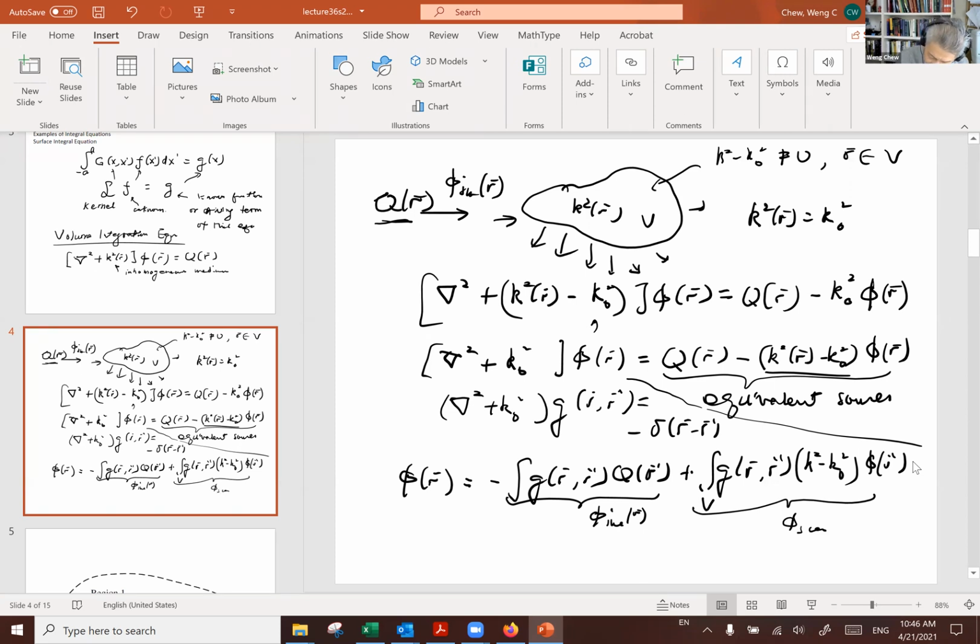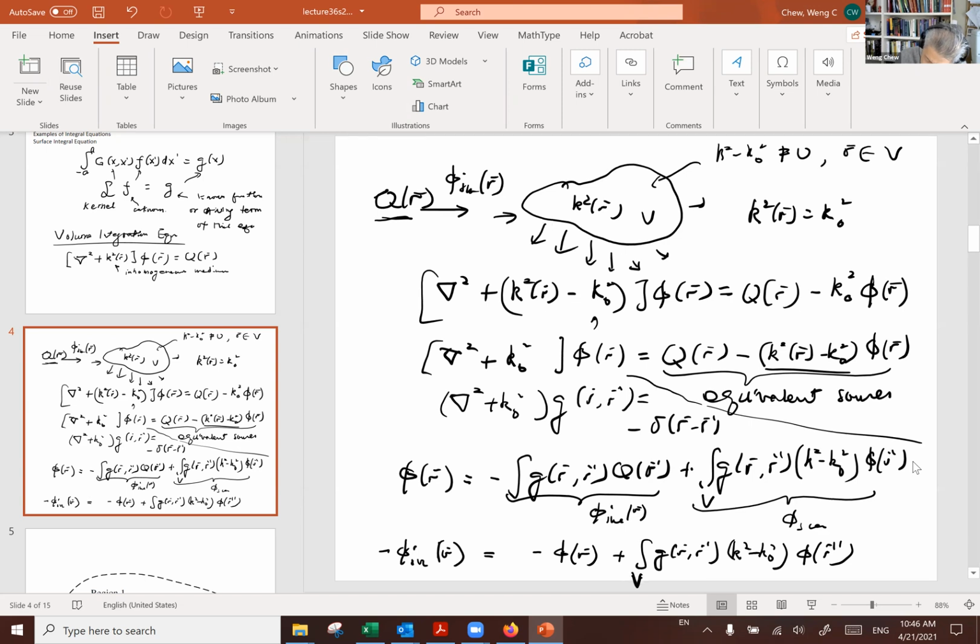So if I rewrite this equation now, I put the known quantity on the left-hand side, and then I can have minus VR on the right-hand side. And then I would have, let me see, k squared minus k naught squared plus GR prime, k squared minus k naught squared phi of r prime on the right-hand side.